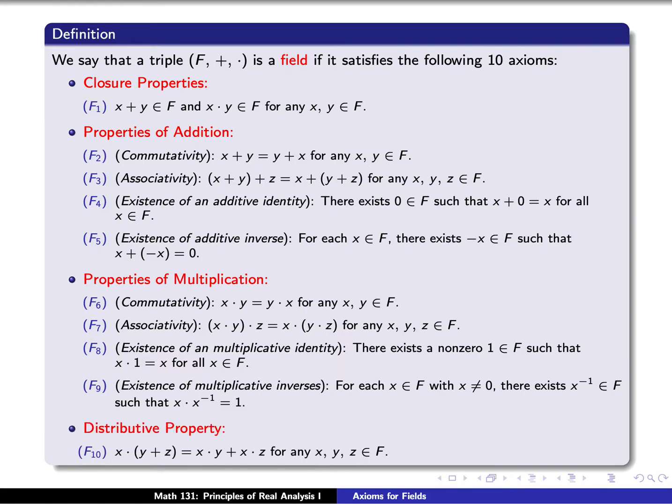And the final property that we need is one that relates addition and multiplication together. So this says that if I take y plus z and then multiply by x, that's the same as taking x times y and then taking x times z and adding those two resulting numbers together. Again, a field is a triple that satisfies all 10 of these axioms.